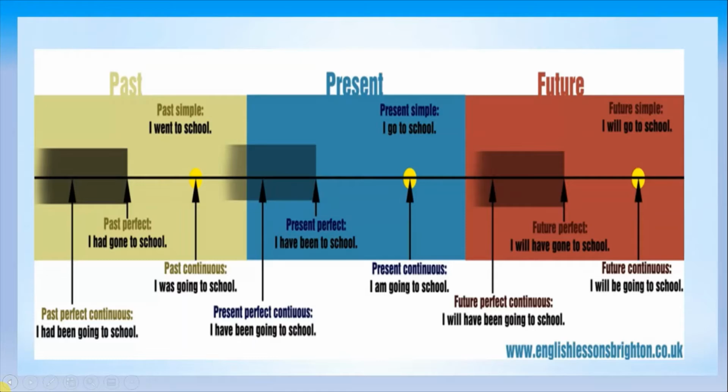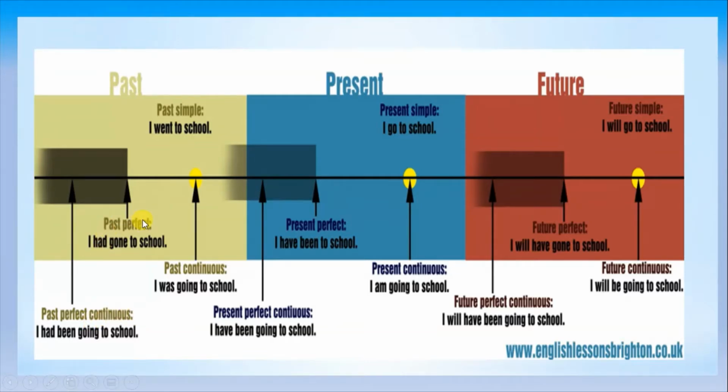So, the past perfect continuous tense is constructed using had been plus the verb present participle. So, what is the verb present participle? The verb present participle is the root plus ing. For example, I had been going to school. The construction here, had been, is past perfect: had is past, been is perfect, and ing is continuous.